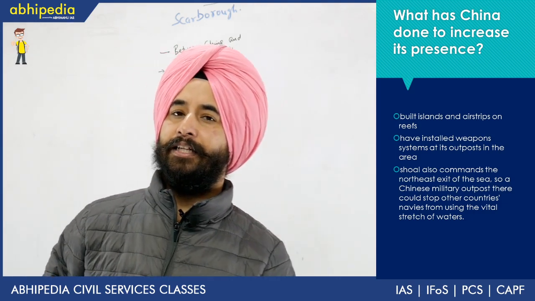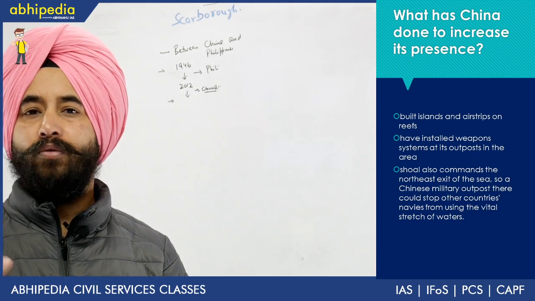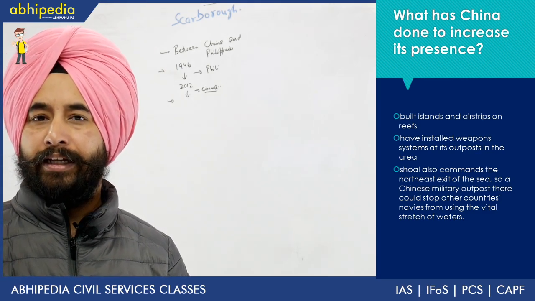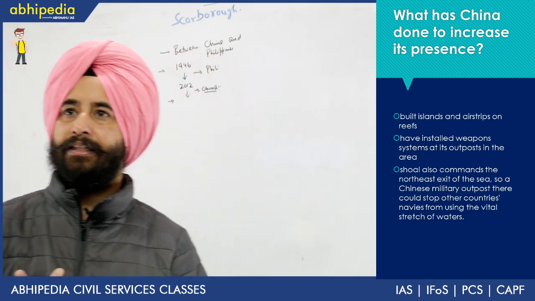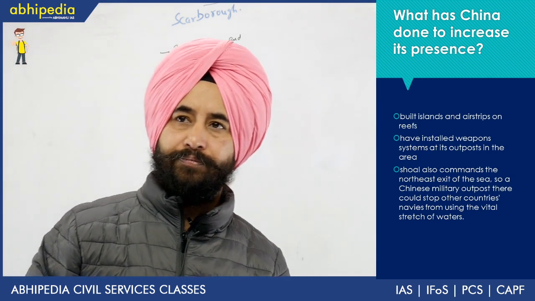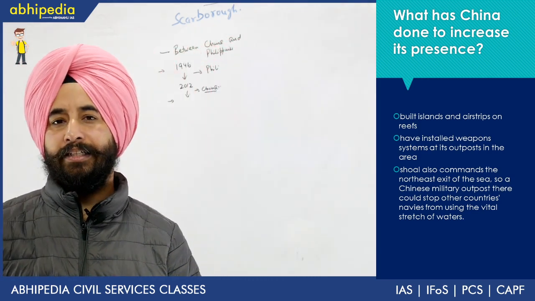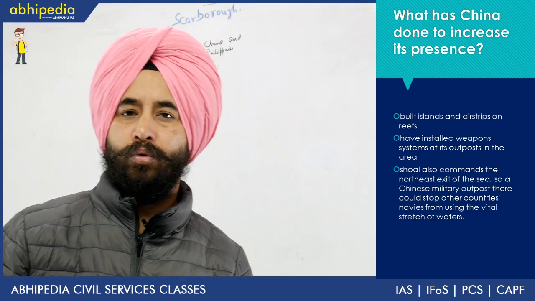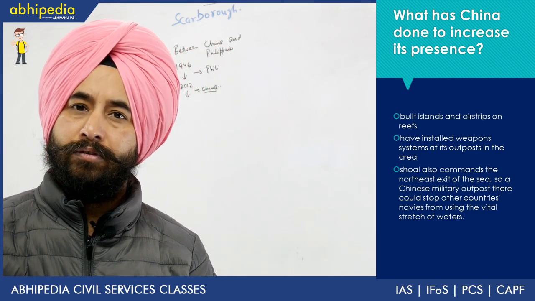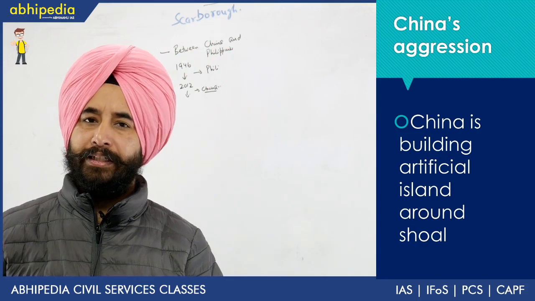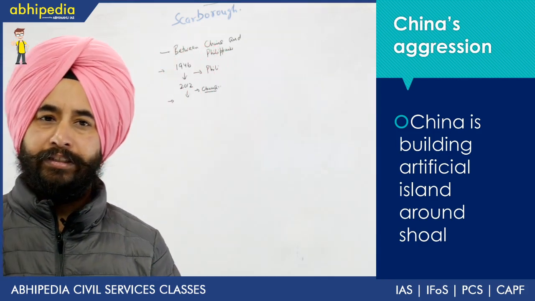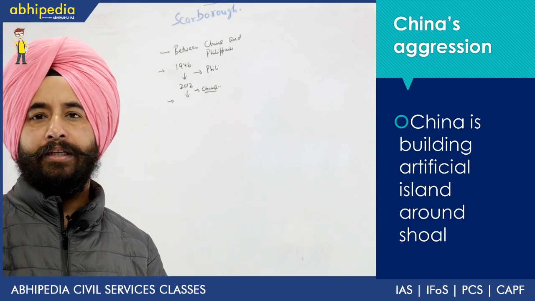What has China done to increase its presence? You can just see that China has built an island around the shoal. Just look at how the island is built around the shoal. Secondly, China has installed weapons. Thirdly, China is trying to command this portion through military ships, through positioning of their missiles, etc. China is building one of the biggest artificial islands, which is being criticized by all neighboring countries.